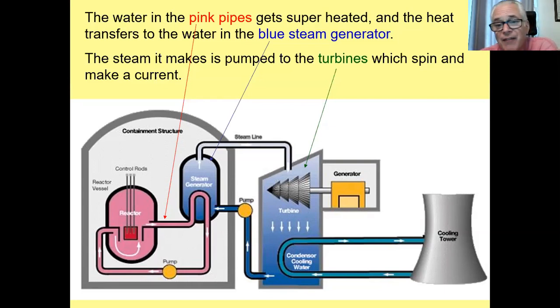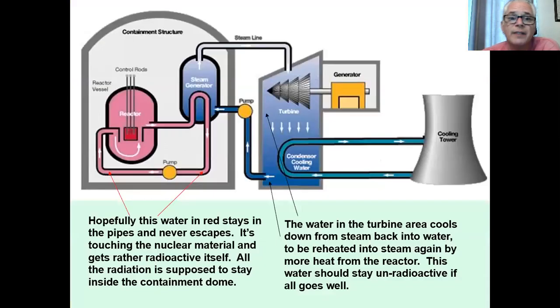And then finally, we have that third loop, which is just for cooling. Hopefully the red water stays in the red and never escapes. The middle water should be okay. And then the outside is just hot water, literally hot water. That's somewhat bad for the environment, I suppose. It changes the local ecosystem some.